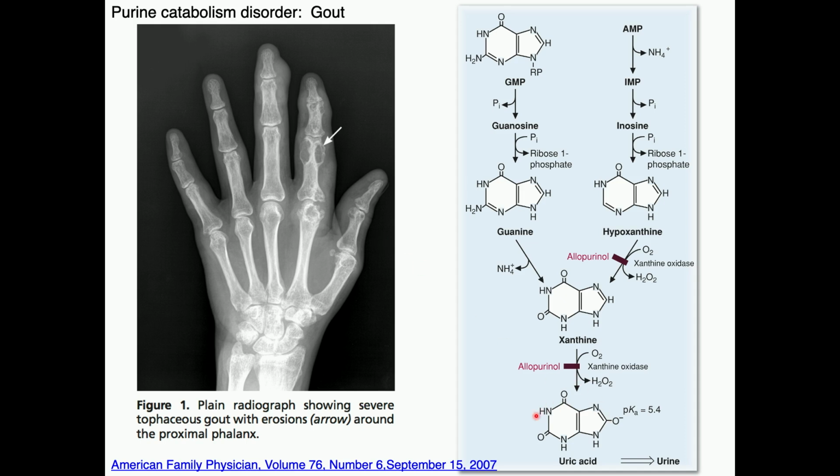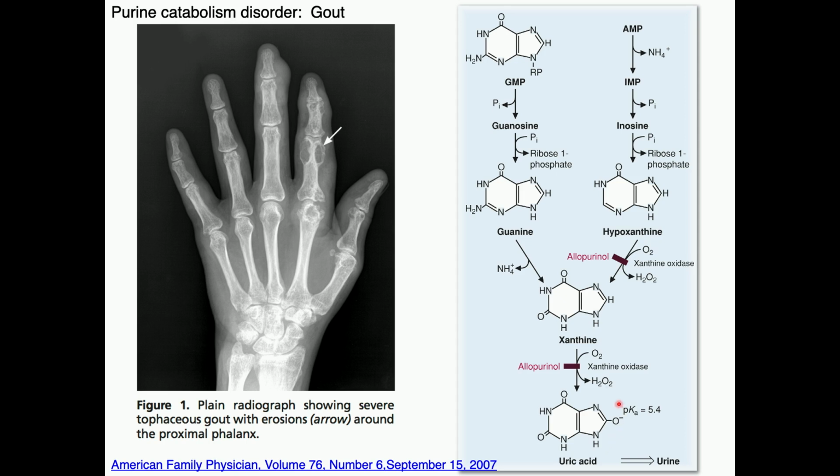So the uric acid is a result of nucleotide catabolism, of the purine nucleotide catabolism. And the therapeutic goal is basically to slow the production of uric acid to a level that you can urinate out without it precipitating and forming that crystal.